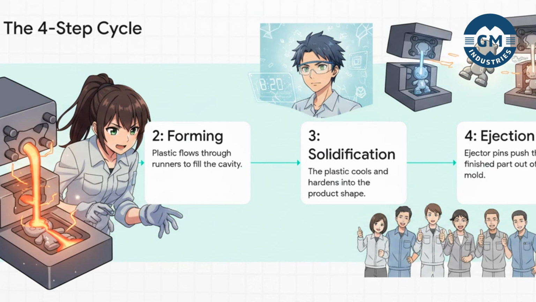First up, injection. Molten plastic gets blasted into the mold's main entry point, which is called the sprue. Second is forming. The plastic then rushes through these internal channels, called runners, filling up the mold's cavity. Third, solidification. The plastic cools down really fast and hardens into its final shape. And finally, ejection. The mold pops open, and a set of pins push the brand new part right out. Then the mold slams shut, ready for the next cycle, all within a matter of seconds.